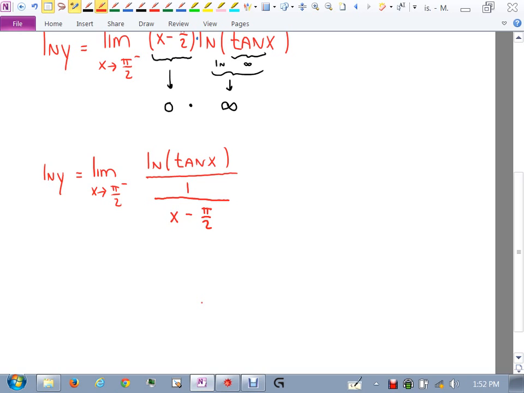Now I'm about to do L'Hopital. I haven't started it yet. I'm going to confirm that I have the right thing. We already said that as x goes to pi over 2, tangent of x is infinite. Natural log of infinity is infinite, so we get infinity here. Here we get pi over 2 minus pi over 2, that's 0. 1 over 0 is infinite. I get infinity over infinity, and now I can do L'Hopital.